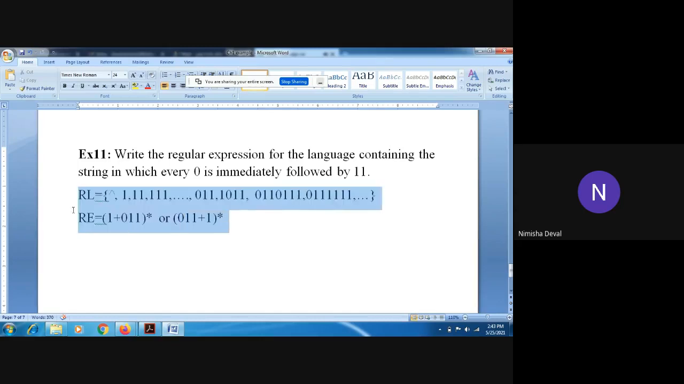Any queries in it? So both the expressions are correct while designing the regular expression. You can mention it in this format or you can mention it in this format. You have already learned all these rules in DMS. The same rule is applicable over here. Any queries?